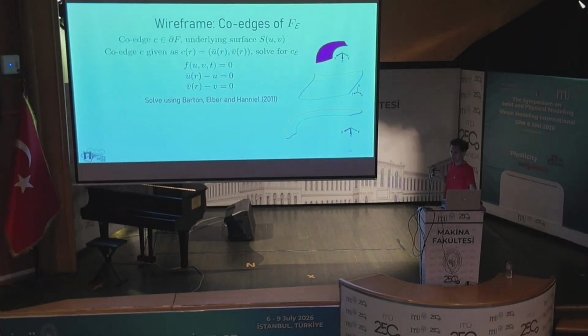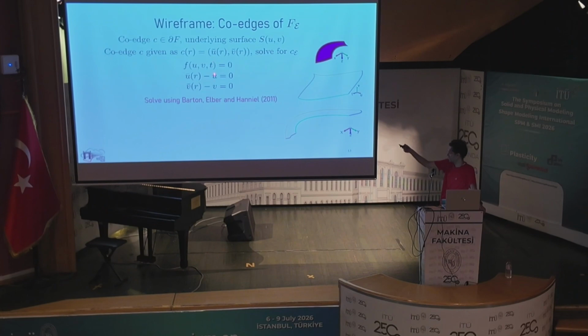In order to compute the co-edges generated by this co-edge C, we solve this system of three equations in four unknowns. The four unknowns are U, V, T, and R. The first equation says that it satisfies the envelope condition, that a normal is orthogonal to the velocity. And these say that it actually follows this co-edge. And all these three are precisely represented using B-splines because all our input was in B-spline, if you remember.